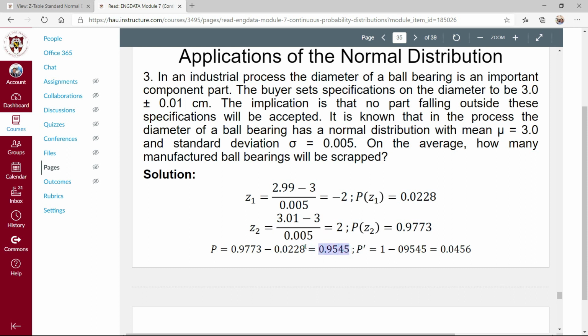Okay, this is the probability of success, and this will be the probability of failure, that the bearings will be scrapped. So you'll need 1 minus 0.9545, and you'll have an answer of 0.0455. This is the probability that the ball bearings will be scrapped.